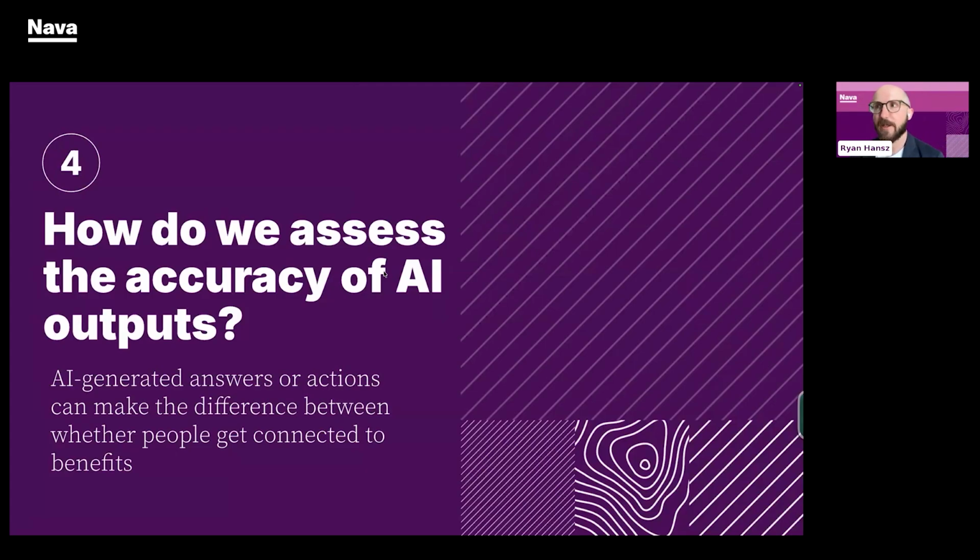Okay, so for this question, we are going to get a little bit into what you will probably find if you do a Google search for how do I assess accuracy of AI outputs. But this is obviously important in our space because we know if an AI tool is generating bad answers or taking incorrect actions, or not taking actions where they should be taken, that can be the difference between a family or an individual actually getting benefits or getting denied or delayed. And it has real impact to these workflows. So, of course, this is a big part of the evaluation picture as well.